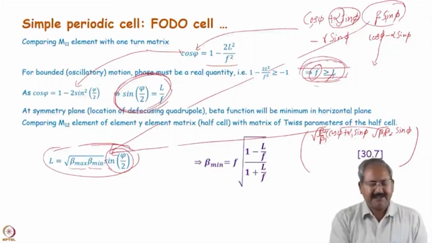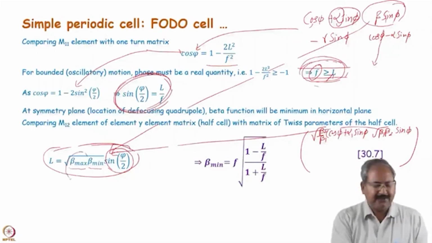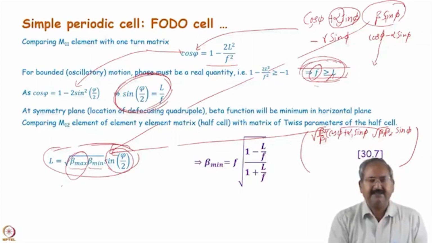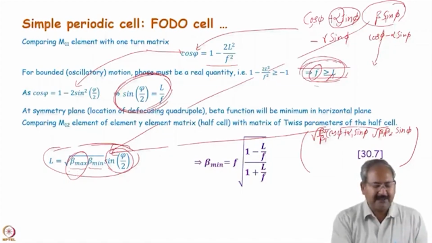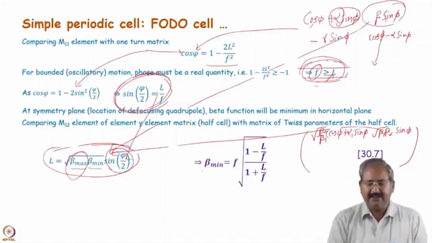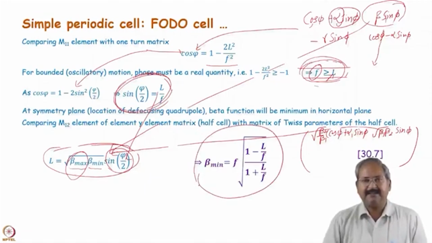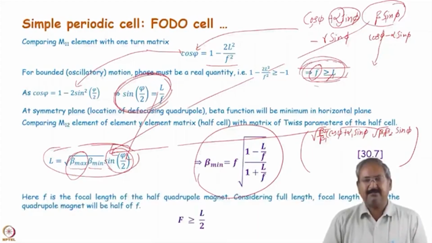So using this, now we know the value of beta max. Put that value of beta max here, put the sine phi by 2 from here, and you will get beta minimum. So now you have beta max, now you have the values of beta min and the phase advance. Meaning you have obtained the values of twiss parameters completely at different locations of this cell.